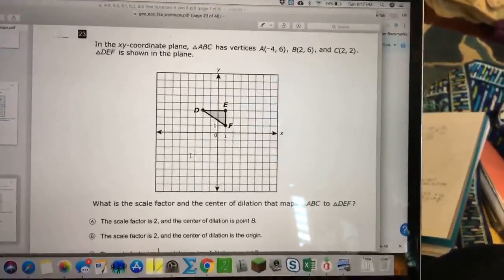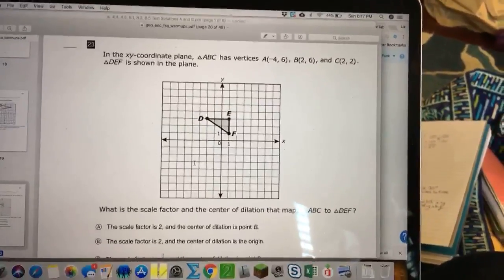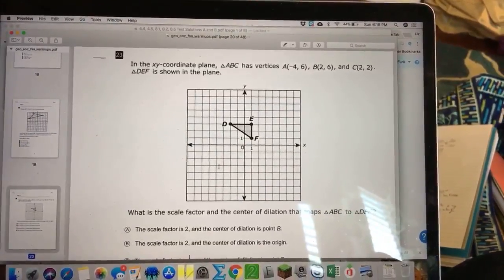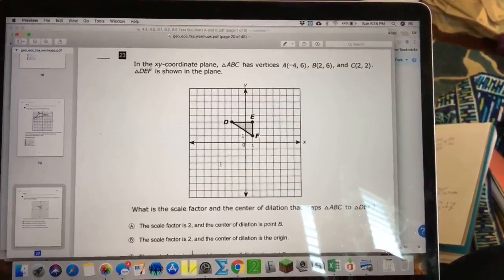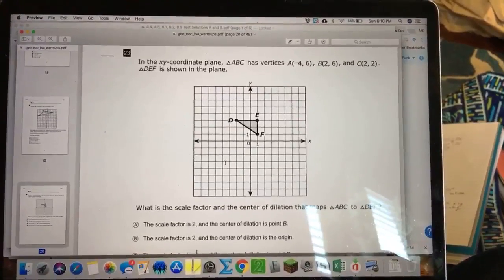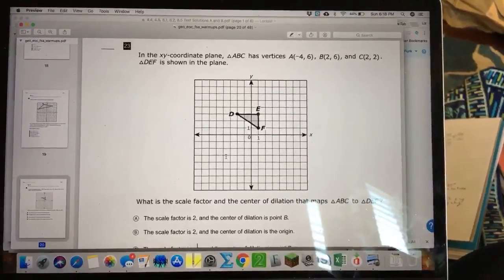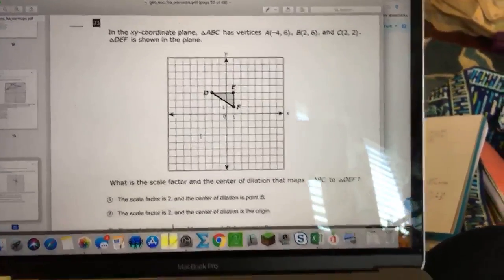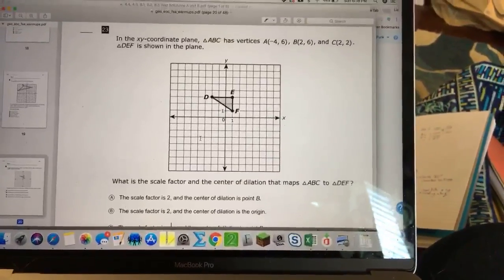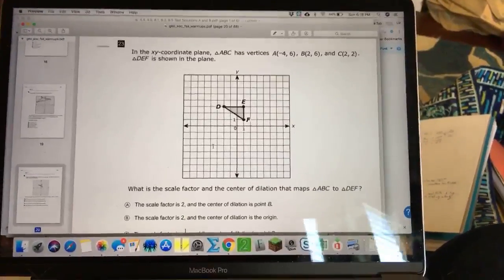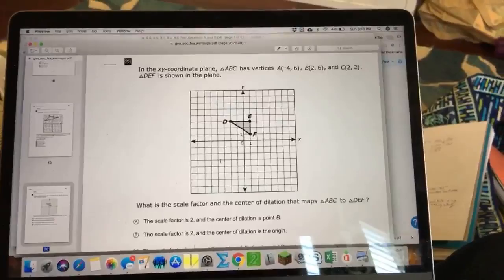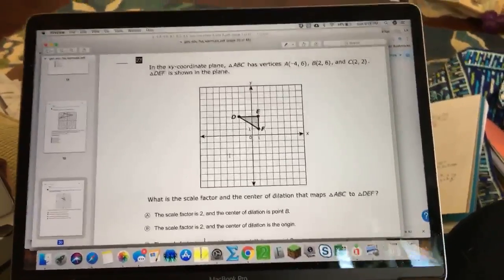So, in the XY coordinate plane, ABC has vertices. A is negative 4, 3. B is 2, negative 6, or 2, 6. And C is 2, 2. DEF is shown in the plane. What is the scale factor and center of dilation that maps ABC to DEF? All right, I'm going to do this one on the iPad just because then that way I can get graph paper real quick. Hold on.